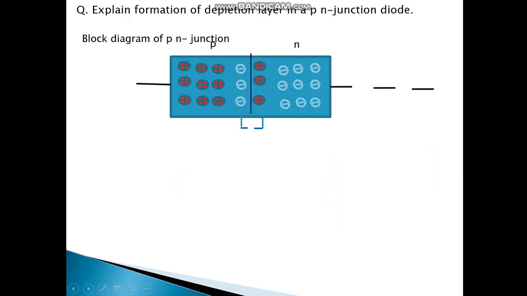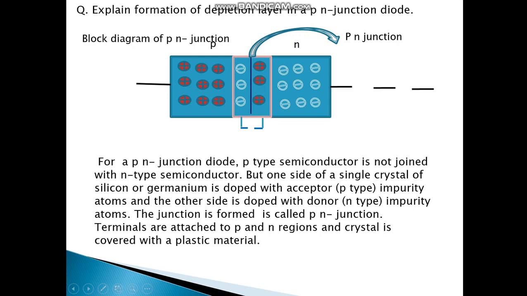Now let us see a PN junction diode. This is the block diagram of a PN junction diode with P-type and N-type on both the sides. This is the PN junction. For a PN junction diode, a P-type semiconductor is not joined with the N-type semiconductor, but one side of a single crystal of silicon or germanium is doped with acceptor P-type impurity atoms and the other side is doped with the donor N-type impurity atoms. The junction formed is called the PN junction. Terminals are attached to the P and N regions, and the crystal is covered with a plastic material.